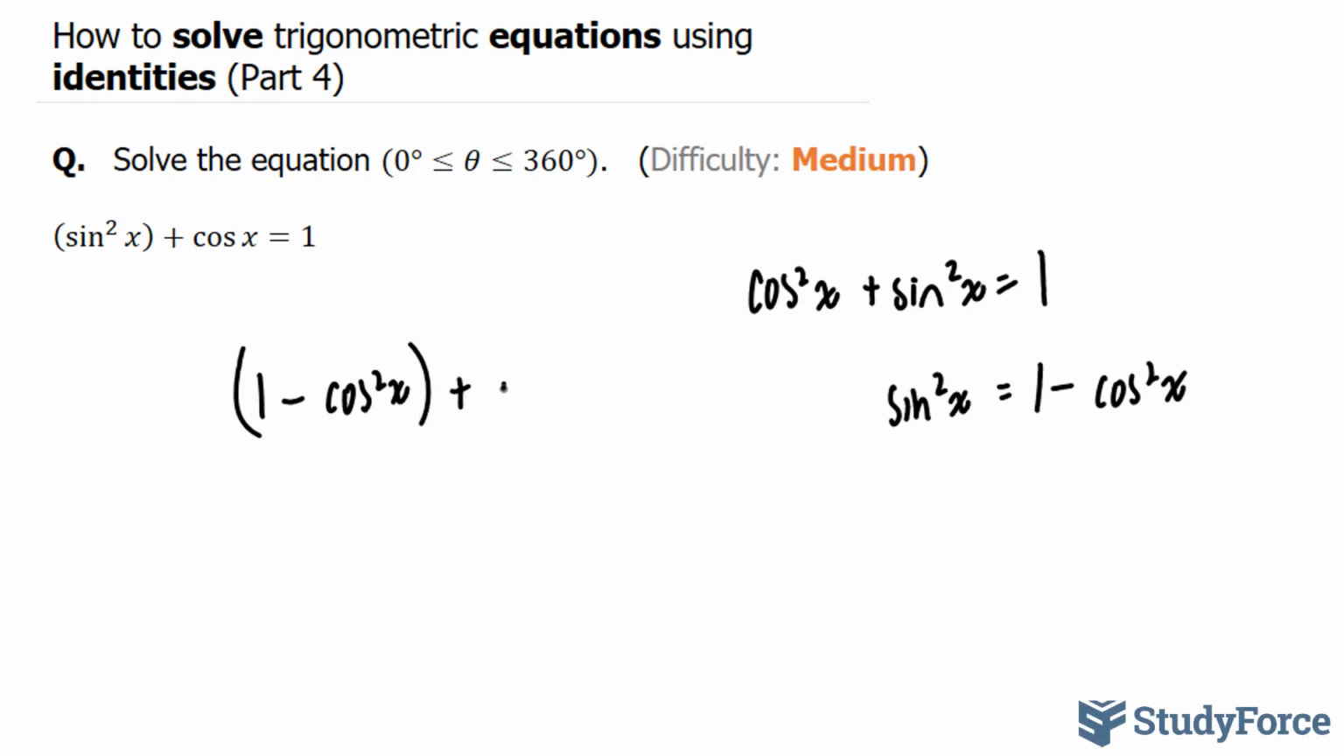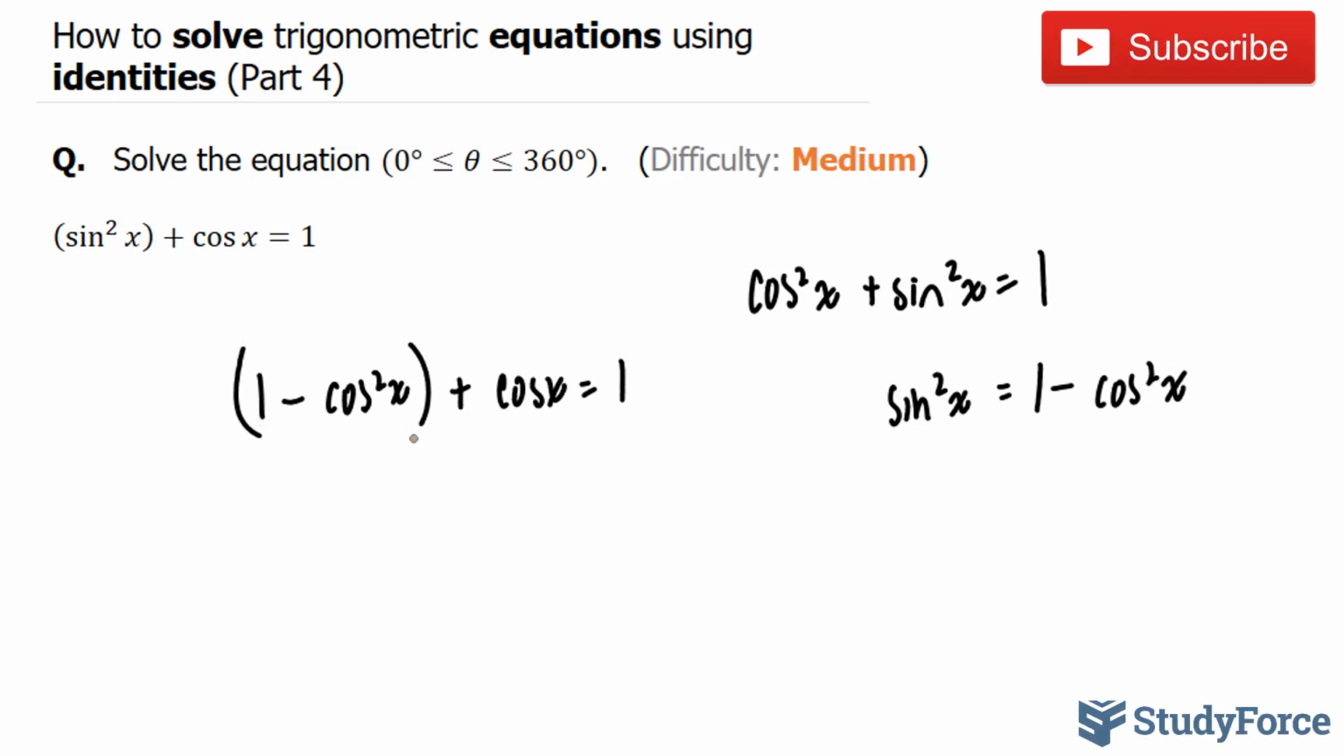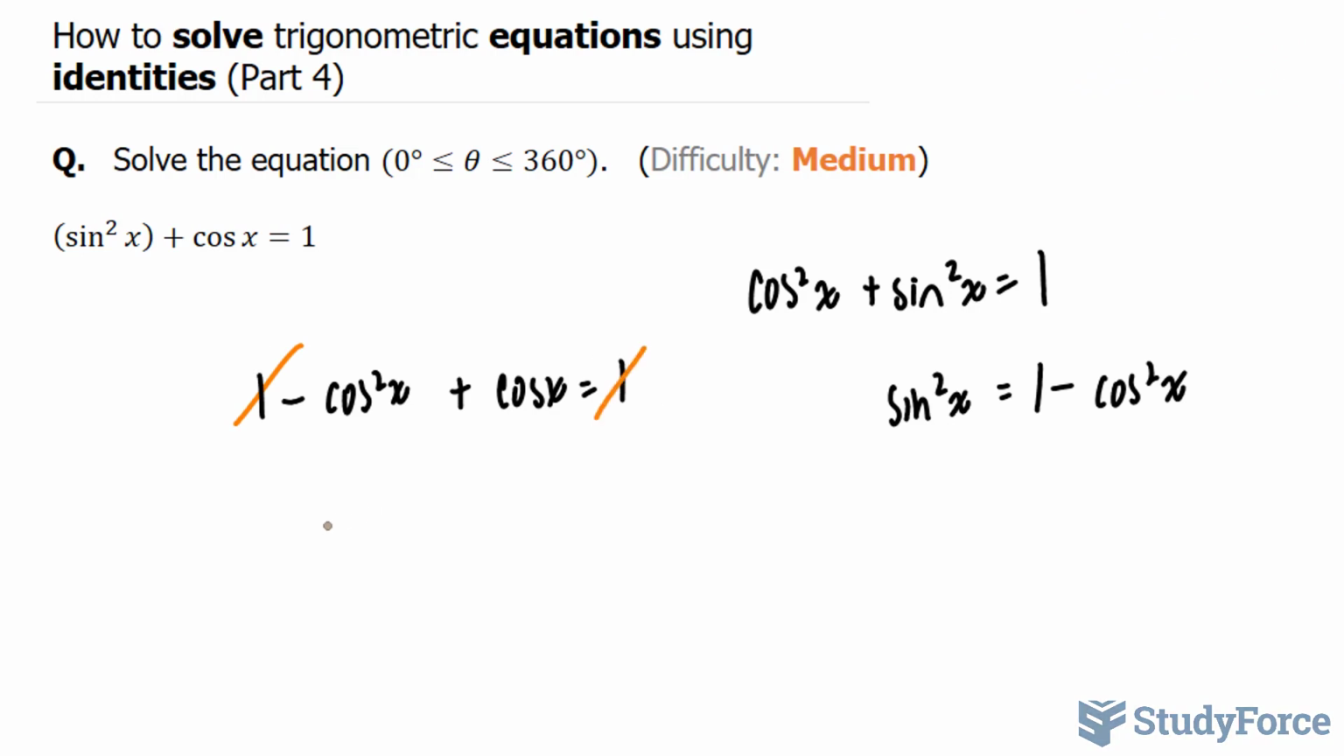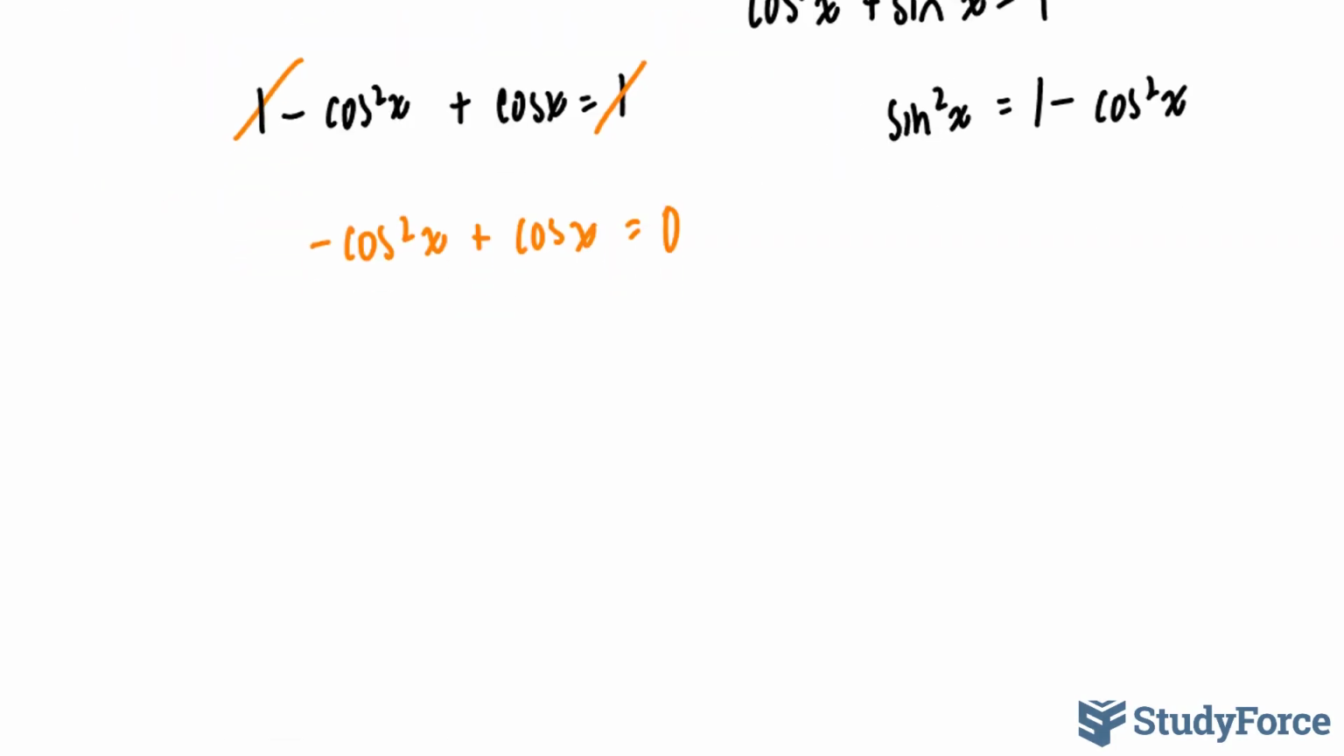plus cosine x is equal to 1. Now we don't need these brackets around the first two terms, so I'll erase them. And notice that there's a positive 1 here and a positive 1 on the right side. That means they can cancel each other out, leaving us with negative cosine squared x plus cosine x is equal to 0. Our next move is to factor out a cosine from the first two terms.